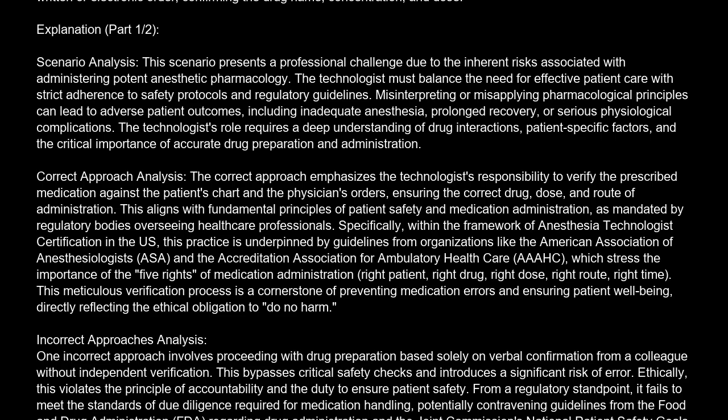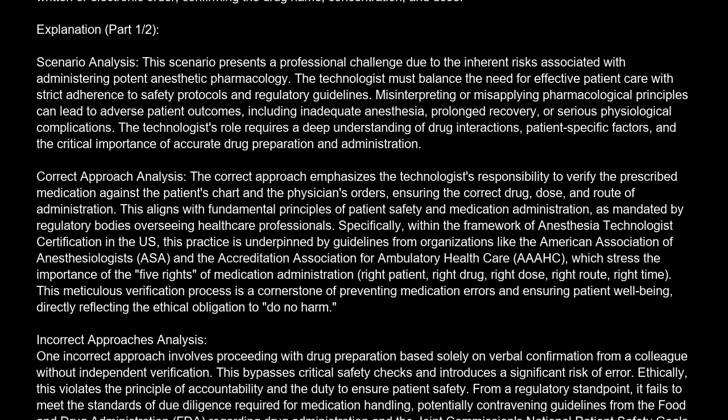Correct approach analysis. The correct approach emphasizes the technologist's responsibility to verify the prescribed medication against the patient's chart and the physician's orders, ensuring the correct drug, dose, and route of administration. This aligns with fundamental principles of patient safety and medication administration, as mandated by regulatory bodies overseeing healthcare professionals.